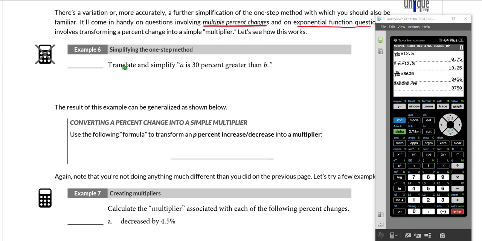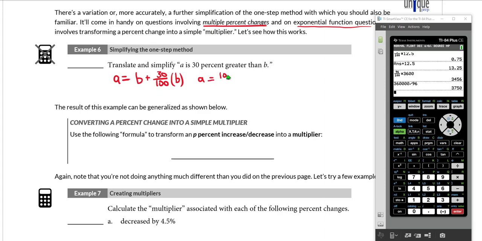So here's what we're going to do. We're going to look at how we might translate and simplify a statement like this. A is 30% greater than B. So A is 30% greater than B means we're going to take B and we're going to add to B 30% of itself, right? This is B plus 30% of B.